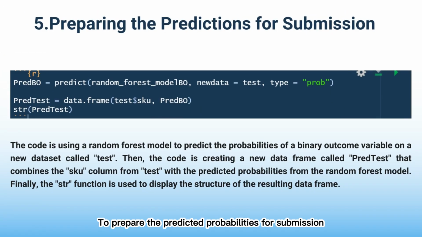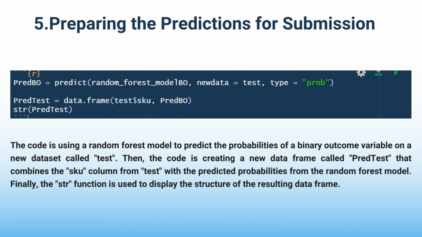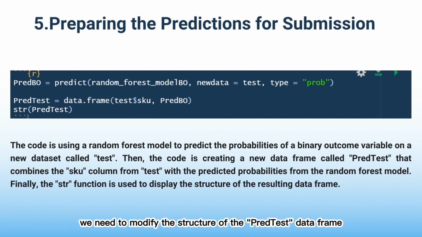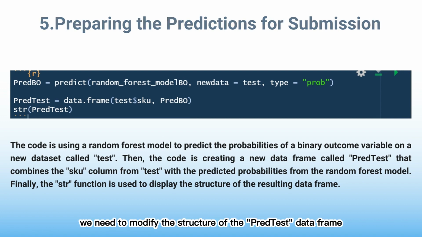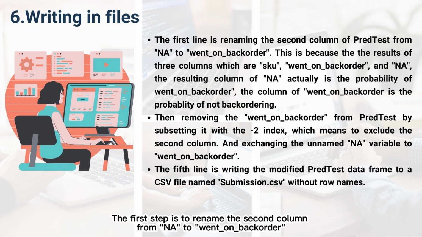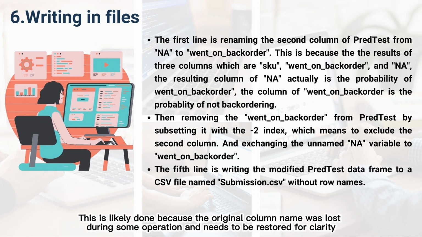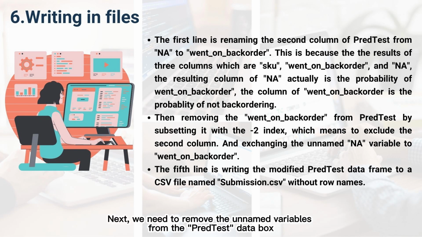To prepare the predicted probabilities for submission, we need to modify the structure of the pretest data frame. The first step is to rename the second column from not to went on backorder. This is likely done because the original column name was lost during some operation and needs to be restored for clarity. Next, we need to remove the unnamed variables from the pretest data frame.